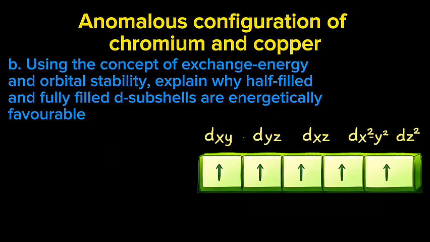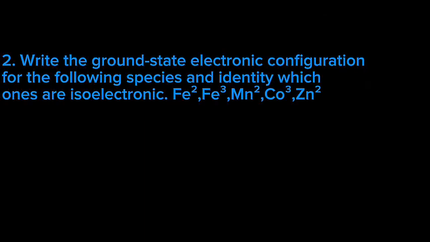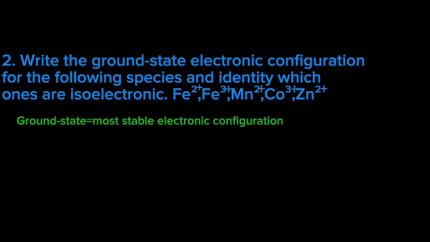Alright, let's go to question 2. State the electronic configuration for the following species and identify which ones are isoelectronic. We have iron 2 plus, iron 3 plus, manganese 2 plus, cobalt 3 plus, and zinc 2 plus. Now, first off, we must understand what ground state and isoelectronic mean. Ground state implies the most stable configuration of an element, or in this case, ions.